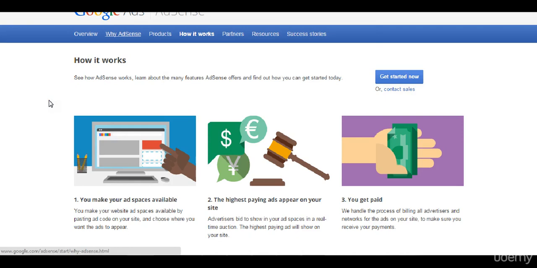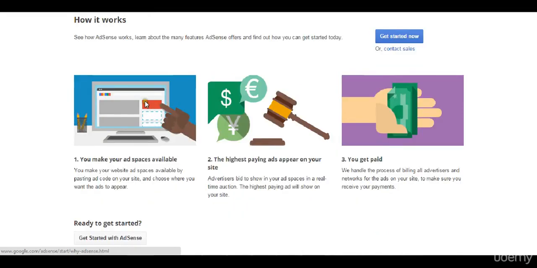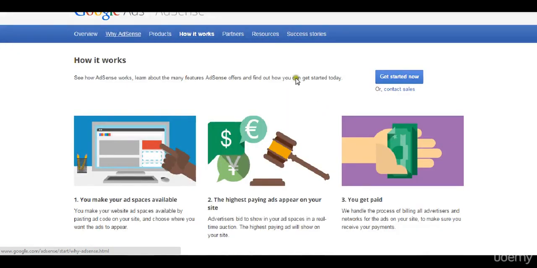Here's a little look at how it works. Basically, you're making your ad spaces available. So, like I showed you with the ad space on that other website, you're putting the code on, and it will allow Google to put ads up. And it's a bidding process, so the highest paying ads appear on your site. So whoever is willing to pay the most, that's who gets the space for your ad. And you don't have to do anything. They handle all of that. All you have to do is put the code on your site, and that is basically it. So this is a quick overview of what AdSense is, why it works so well, and kind of the features and benefits of it.